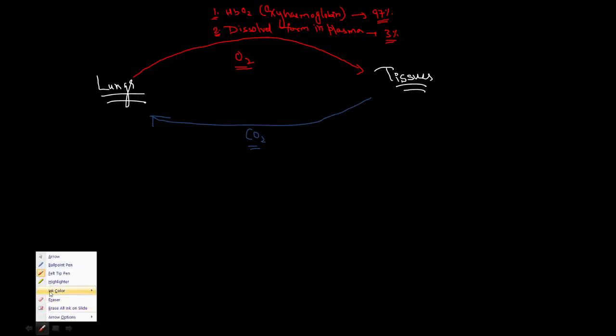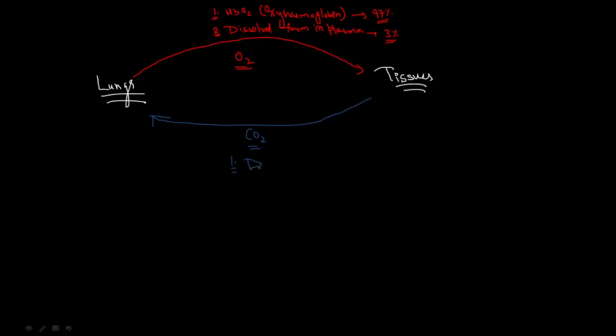Now let us talk about carbon dioxide. Carbon dioxide can travel in three ways. The very first form is the dissolved form, of course, in plasma. Then another form is protonated hemoglobin. It can go with protonated hemoglobin.